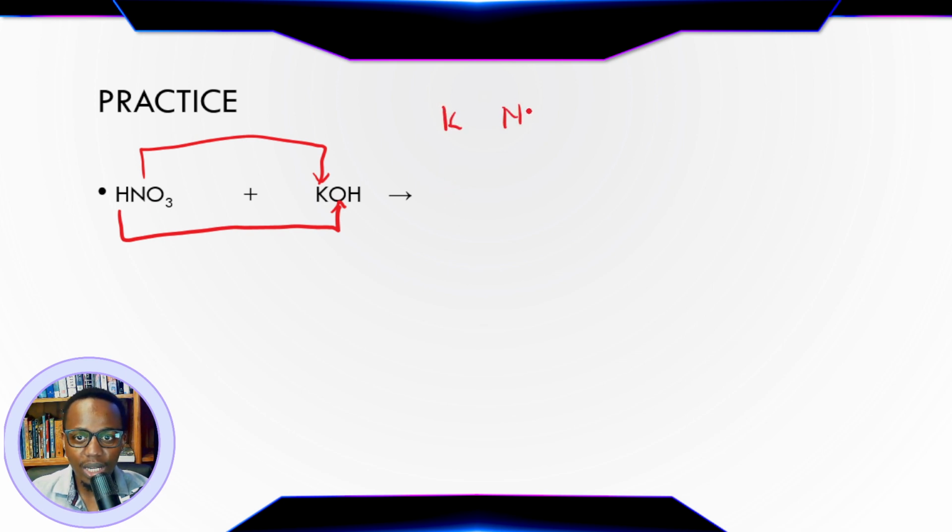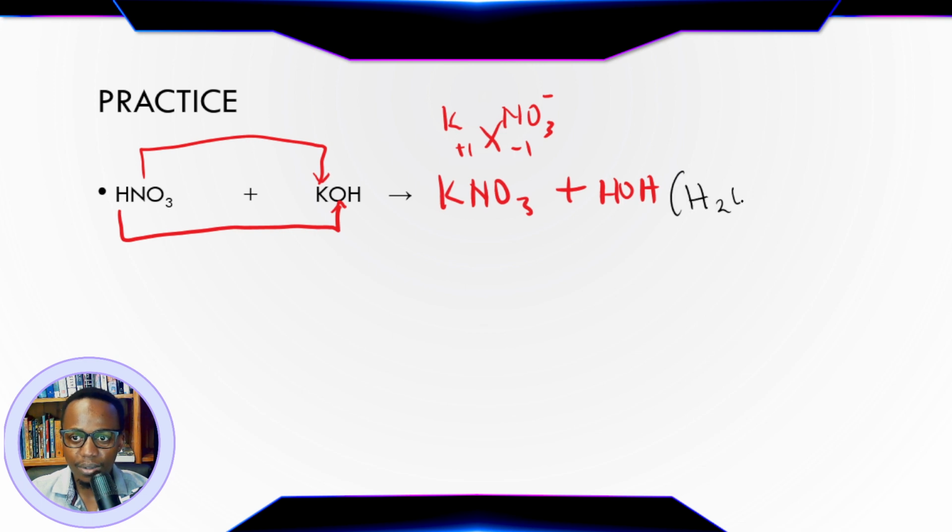And again, before you write it down, you have to figure out the formula. NO3 is negative, K is plus 1. These ones are just going to be KNO3. And then for this one, you might be writing HOH, but remember, this is an acid-base reaction. Another way to write HOH is H2O, right? So this produces water. H2O is what we use instead of writing HOH.